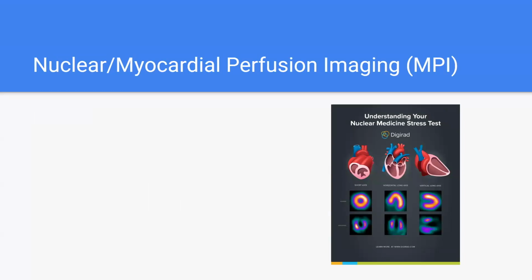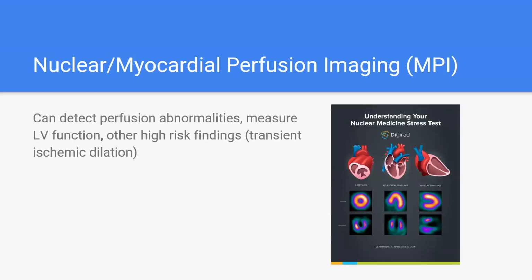Nuclear stress test, or myocardial perfusion imaging. This is a big one that we use here. Of course, it can detect perfusion abnormalities, measure LV function, and look for other high-risk findings.